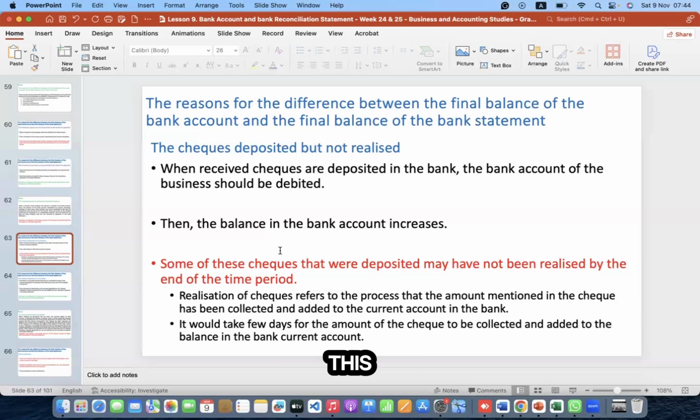So that is what we are learning. The checks deposited but not realized. So I hope you understand it. Is there anything that you didn't understand?